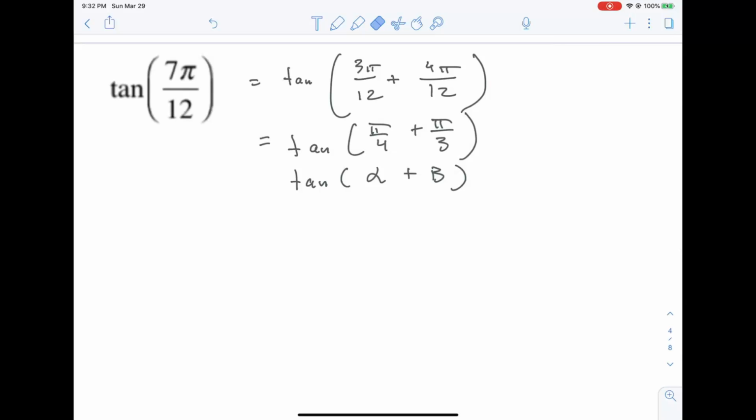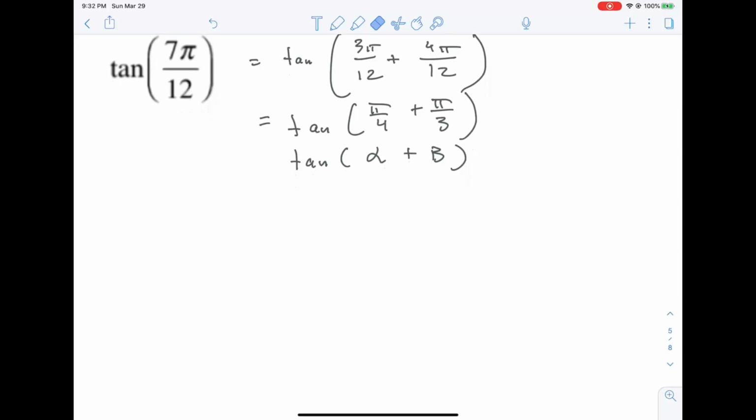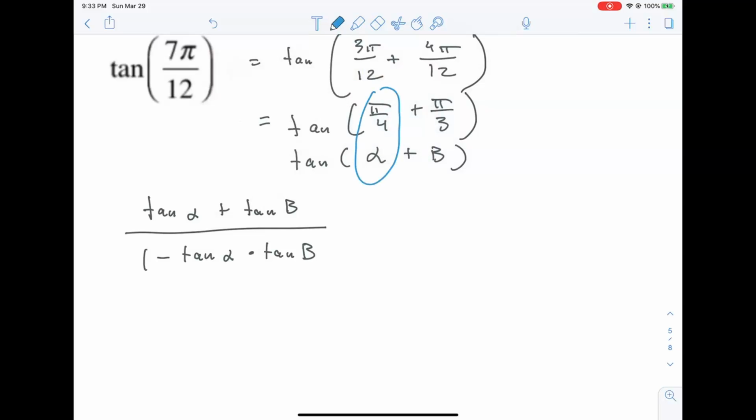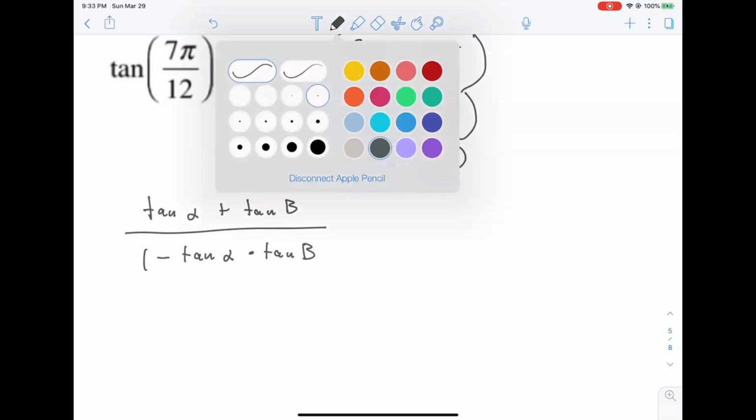Okay, if we go back to the top, if you look in your notes, you'll see that that's the tangent of alpha plus the tangent of beta all over 1 minus the tangent of alpha multiplied by the tangent of beta. All right. So, as we can tell from this problem here, in the alpha spot, there's a pi over 4. In the beta spot, there's a pi over 3. All right, so let's go ahead and plug those into our problem.